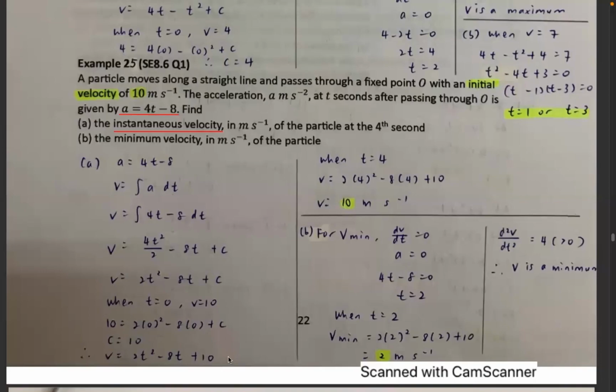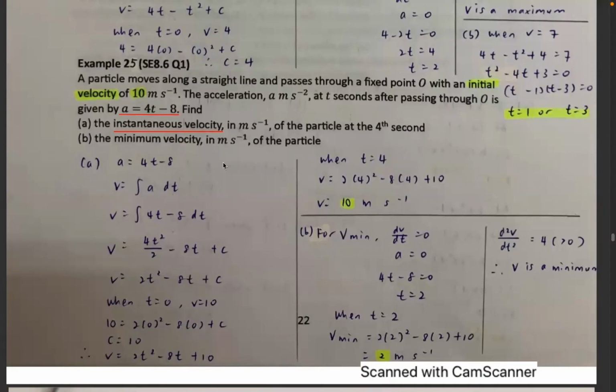And then let's read the question again. They ask us to find the instantaneous velocity at the 4th second. So we just need to substitute t equals 4 into the equation. Then we have the answer v equals 10 meters per second.